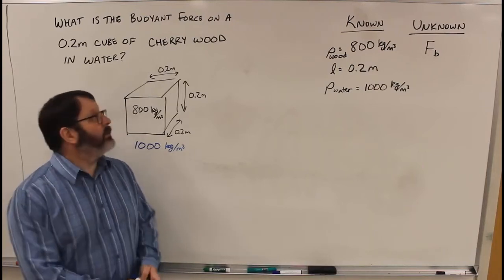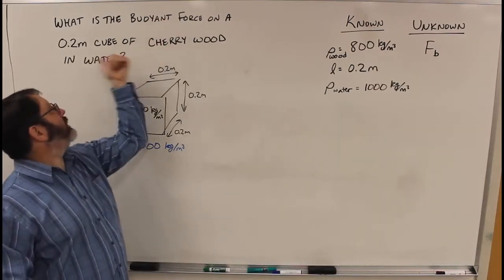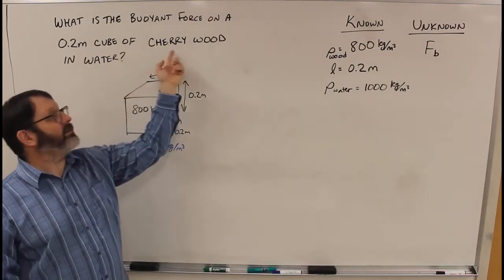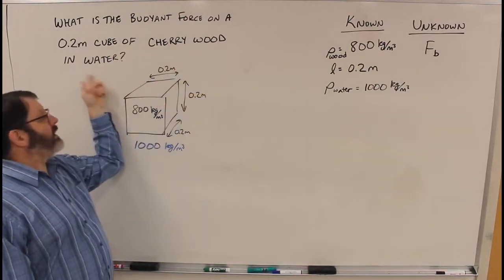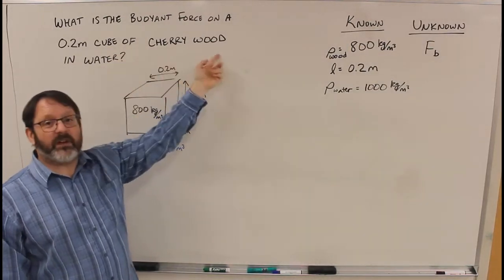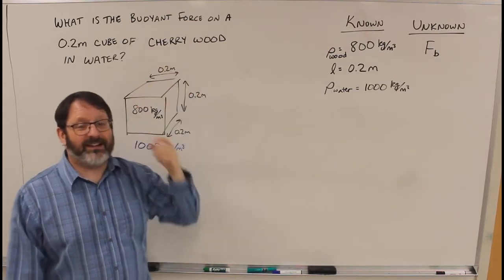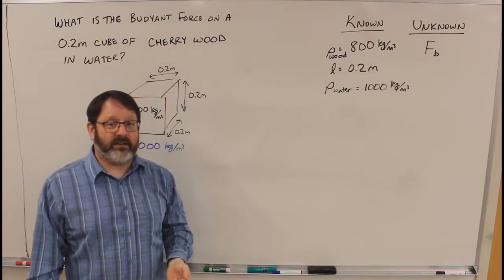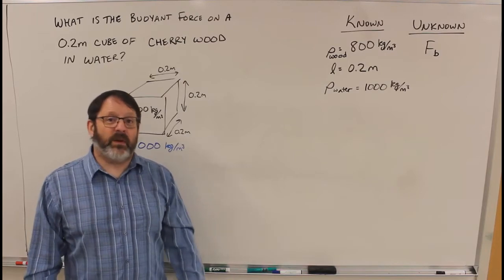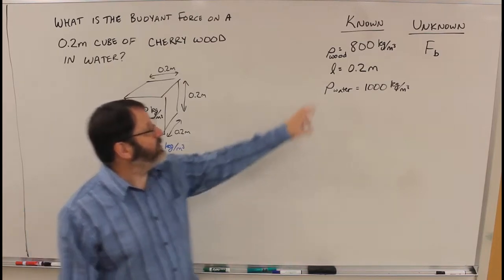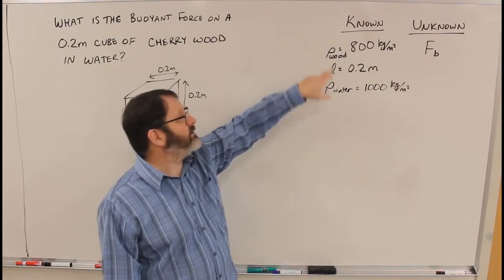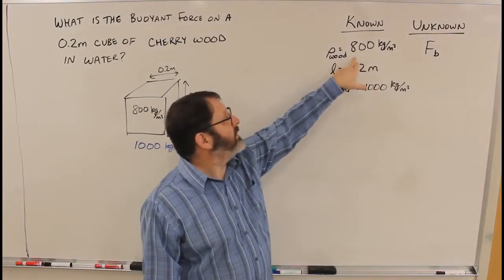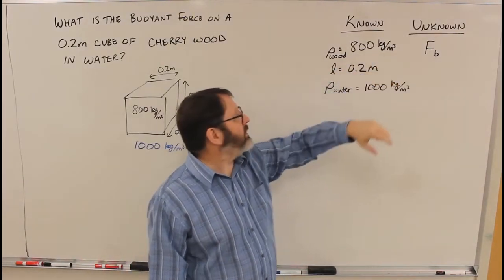In this video, we will find the buoyant force on a 0.2 meter cube of cherry wood in water. I specified cherry wood because different types of wood have different densities, and cherry happens to be one that's in our textbook. So I was able to look up the density of cherry wood in our textbook. So 800 kilograms per meter cubed.